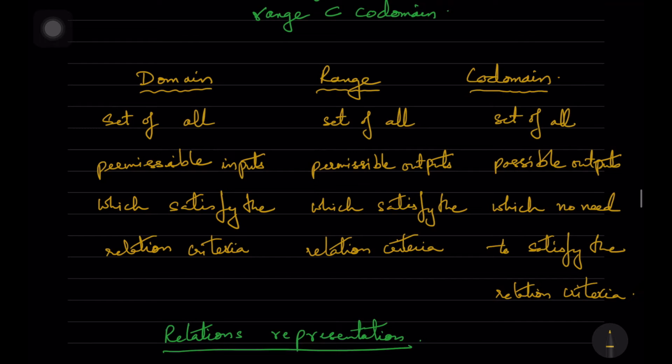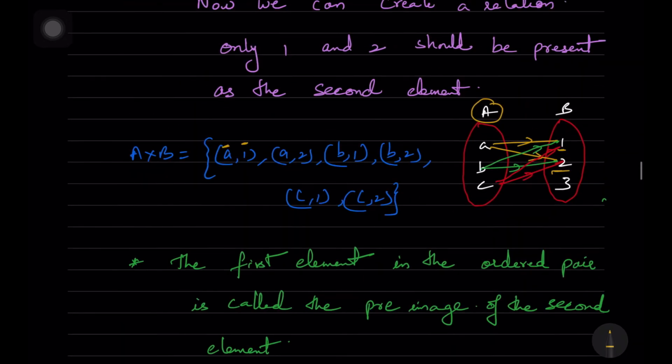So now, what are this domain, range and codomain, and how do we use them? The domain is the set of all permissible inputs which satisfy the relation criteria. So you are putting one relation over there. We want only 1 and 2 in the second set, and what is there in A? A has A, B, C. These are called inputs, A, B and C, and all these are permissible inputs.